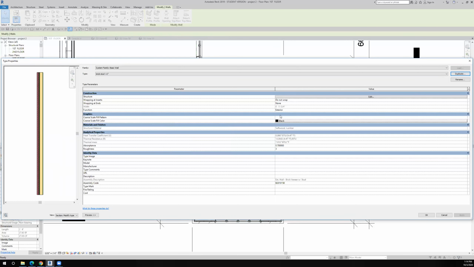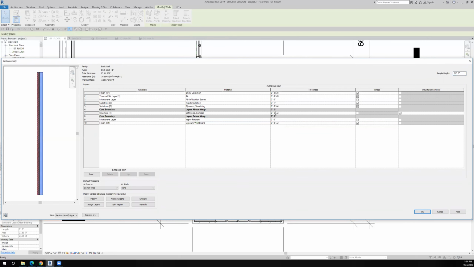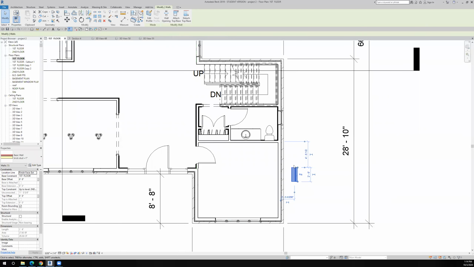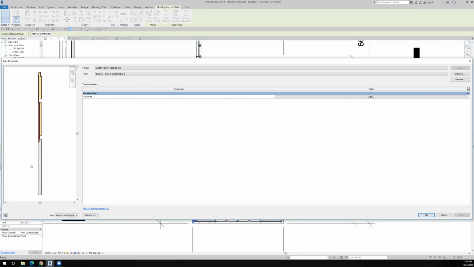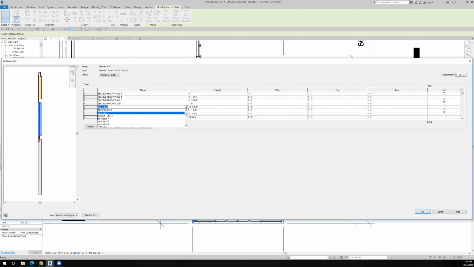So I'm going to say okay. And here I come into the thickness of the softwood lumber, and instead of being 5.5, I'm going to make it 6.5. Okay. And so now I have a brick stud plus 1 inch, and that is what I want to substitute inside of my stack wall. So instead of brick stud, I'm going to go look for brick stud plus 1 inch. There we go. And say okay.